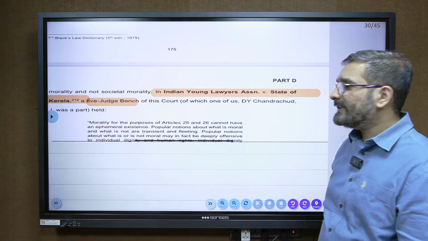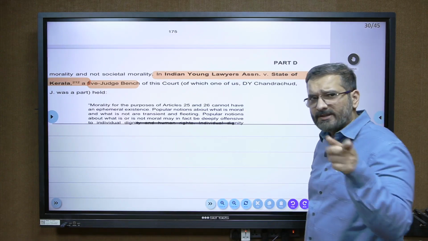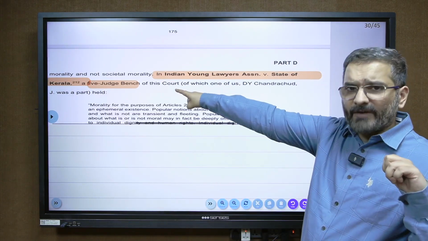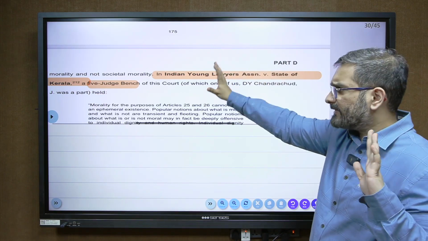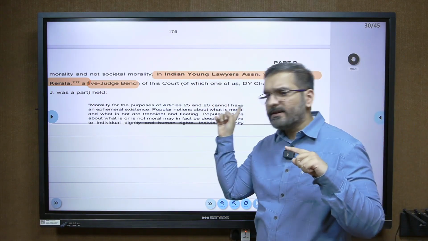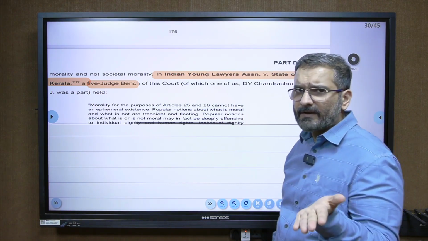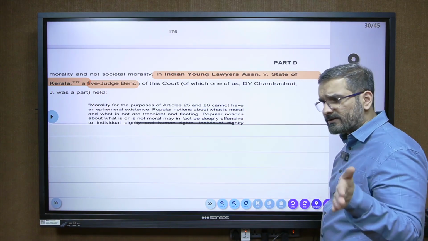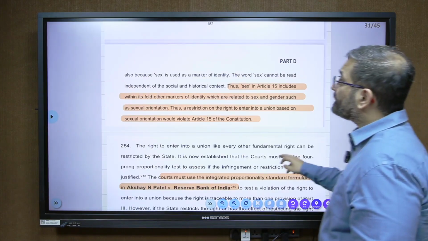Then you have Indian Young Lawyers Association versus State of Kerala, which was the Sabarimala judgment by a 5-judge bench. CLAT almost always asks how many judges were on the bench, and who gave the dissent. In the Sabarimala judgment, that is Justice Indu Malhotra. In the demonetization case, who gave the dissent? Justice B.V. Nagaratna, also said to be the first female CJI of India.